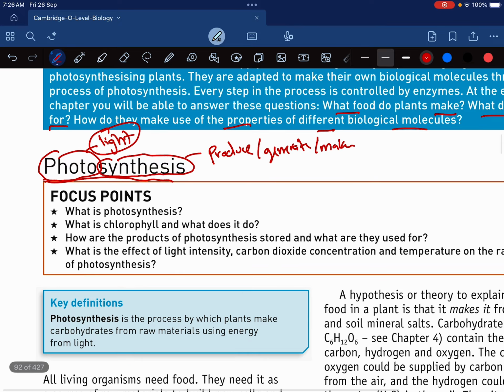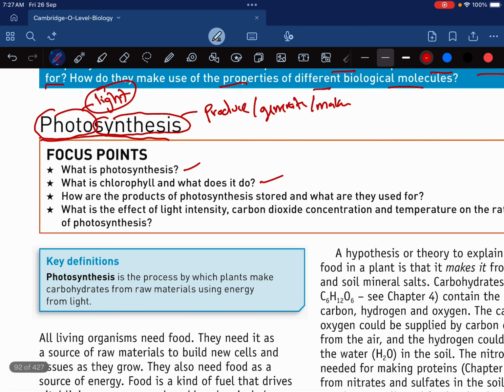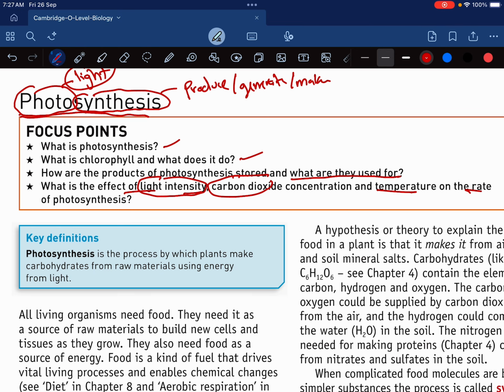what is photosynthesis and what it is used for. Now focus points for today's video: what is photosynthesis, number one, very crucial. What is chlorophyll and what does it do, number two. How are the products of photosynthesis stored and what are they used for, where are they being stored, where are they being used. And lastly, what is the effect of light intensity, carbon dioxide concentration, and temperature on the rate of photosynthesis.